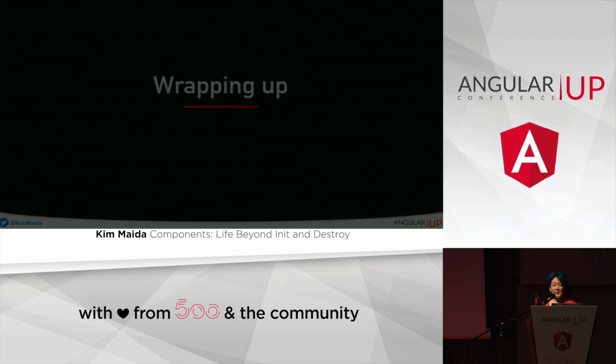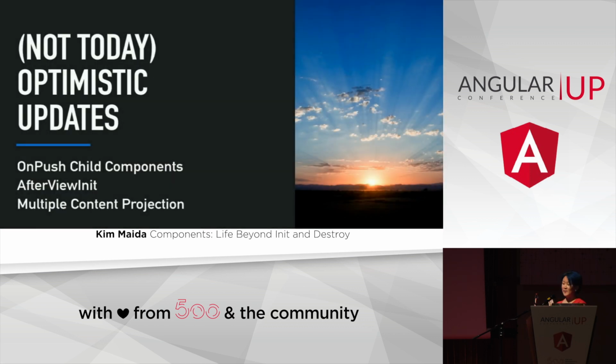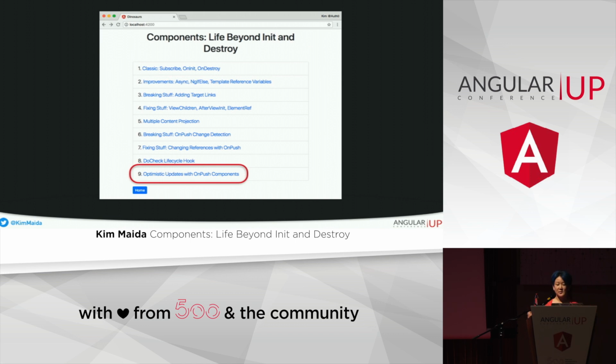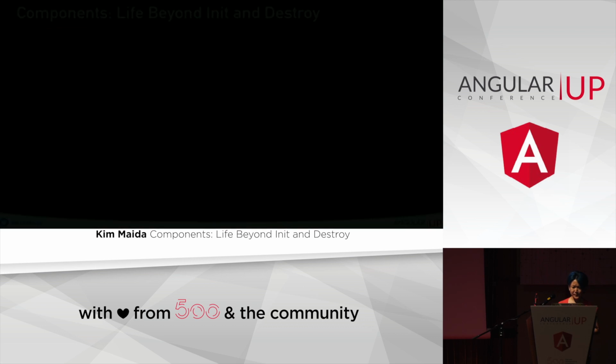So wrapping up, the last thing that I have in the example repo is optimistic updates. I don't have time to cover this today, but we can combine everything we've learned so far, plus a little bit more, to implement this. It's example number 9 on the repo, so you can check out the code and take a look at what that looks like.